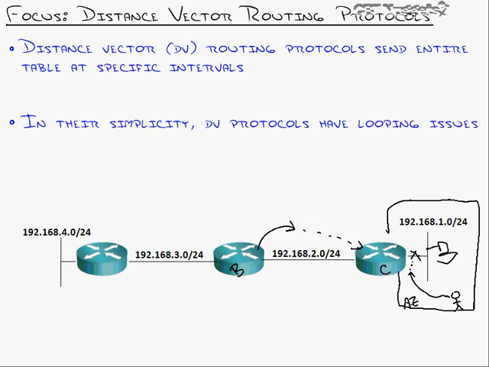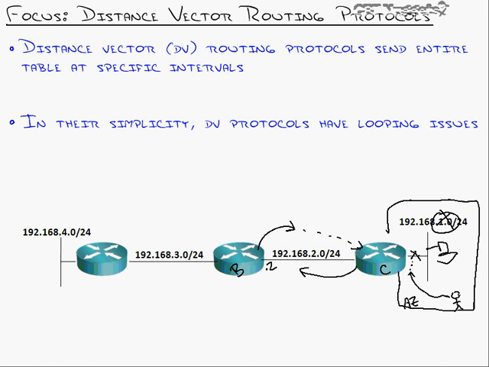Router C gets it and goes, "Well, that's fantastic. Router B, you must have been reading my mind because I just lost my own connection to 192.168.1. It just went down. So what I'll do is I'll point to you as the next hop address, we'll say router B is 192.168.2.2 over here." So router C will point to router B as the next hop address to now reach 192.168.1.0.